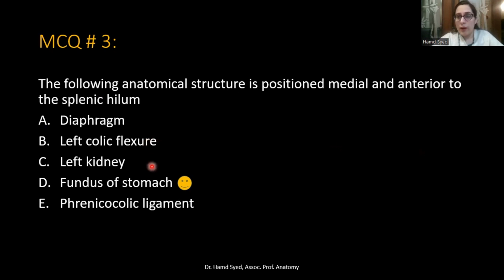Let's look at these distractors and why they cannot be right. You know the diaphragm is located superolaterally to the spleen, so this cannot be the correct answer to this MCQ. The left colic flexure is located inferior to the spleen. The left kidney is positioned medial, but its position is posteromedial. The fundus of the stomach is related anteromedially to the spleen, so this D is the correct answer. Phrenicocolic ligament cannot be the correct answer since it is located inferior to the spleen.